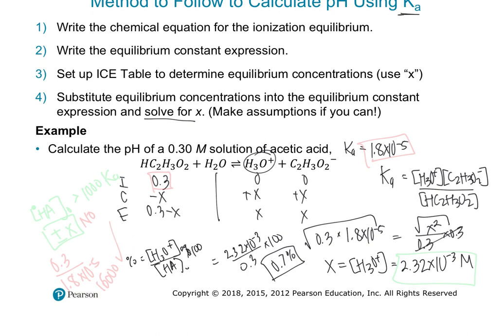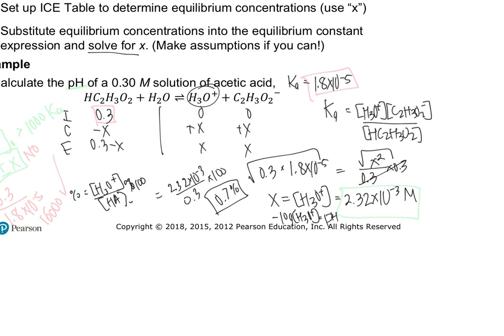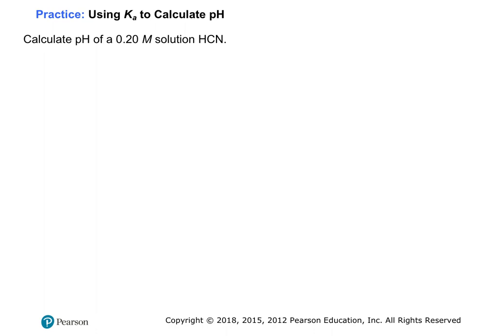So then I want to find the pH. So I'm going to do negative log of hydronium equals pH. So I'll take negative log of 2.32 times 10 to the negative third, and I get a pH. Oops. pH equals 2.63.